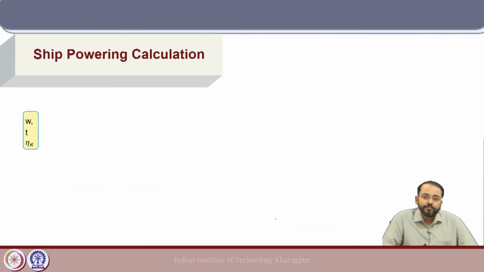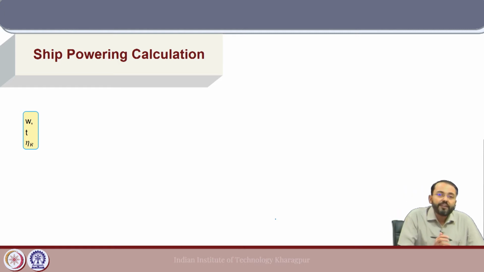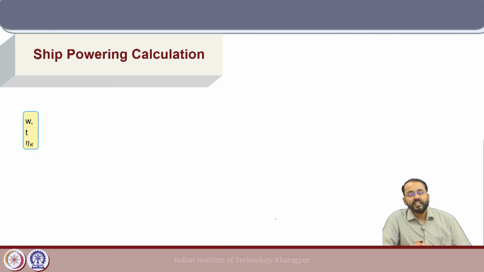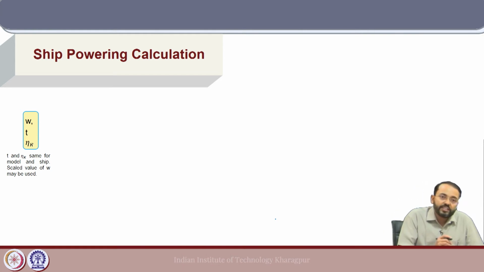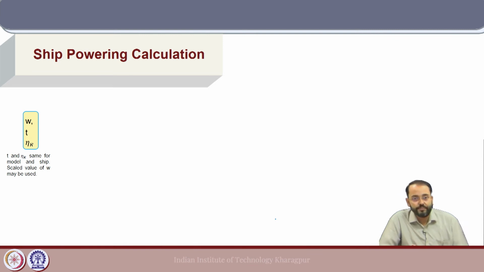Now, after estimation of the propulsion factors in the model scale, we will do the ship powering extrapolation in the full scale. So, we have the wake fraction, thrust deduction and the relative rotative efficiency, and we can apply the standard ITTC method to get the full scale wake fraction from the effective wake fraction using the equation that was shown in the last slide. For the thrust deduction and relative rotative efficiency, it is assumed that they are free from scale effects.